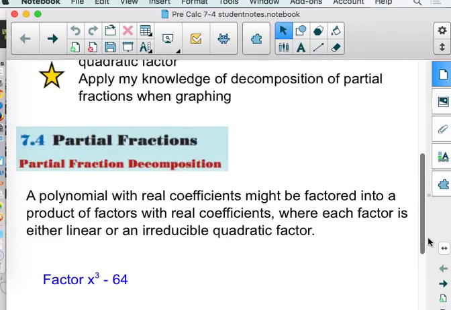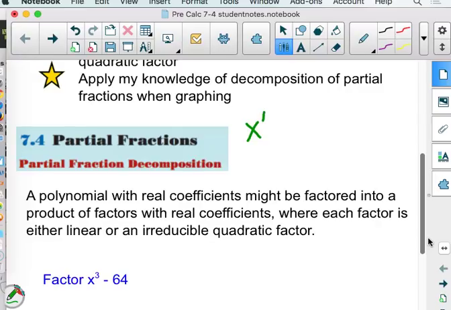So with partial fractions, partial fraction decomposition is what we're looking at. A polynomial with real coefficients might be factored into a product of factors with real coefficients, where each factor is either linear or an irreducible quadratic factor. Some keys here: a reminder that if 1 is the highest degree of your polynomial, that guarantees that it's going to be linear.